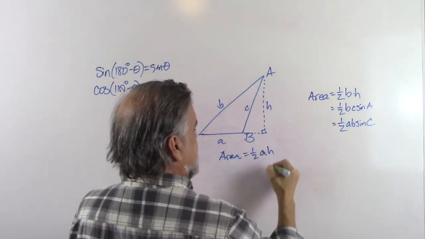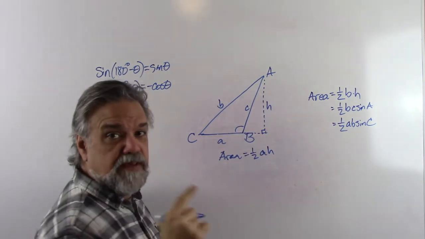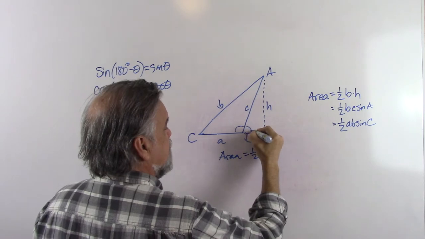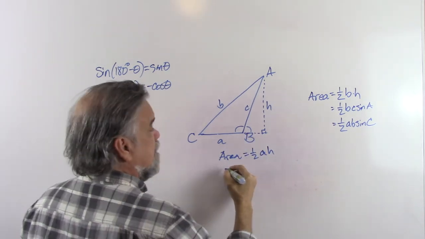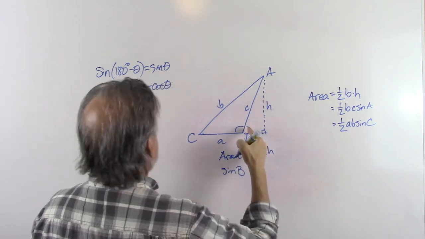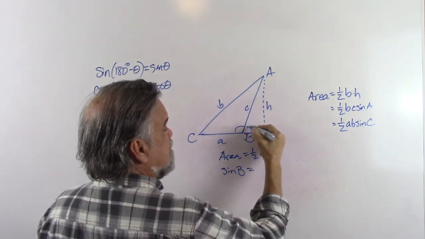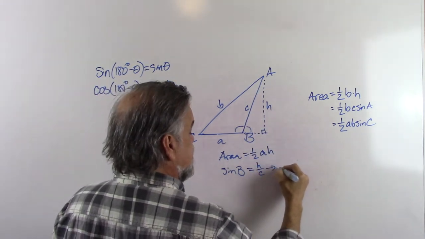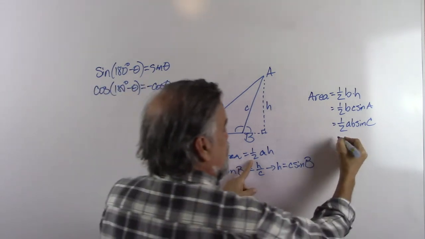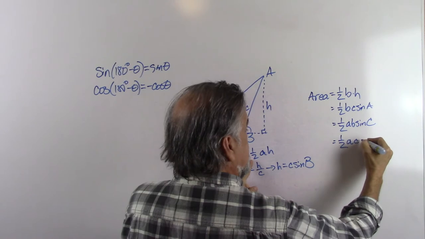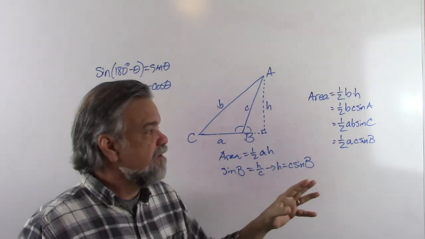So there's my H, and what can I see about H this time? Now remember, this is angle B, which means that this angle over here is the supplementary angle to angle B. So the sine of angle B is the same as the sine of the supplementary angle. That's still going to be the same as the sine of this angle, which is H over C, and that means that H equals C times the sine of B. And look at that. It means my area is 1/2 times A C sine of B. Cool. Okay. So I have three different ways of calculating the area of this.